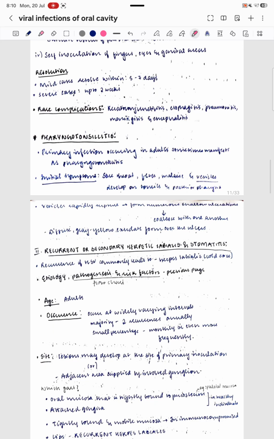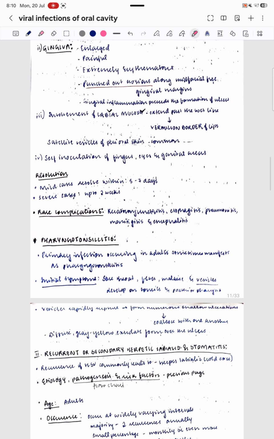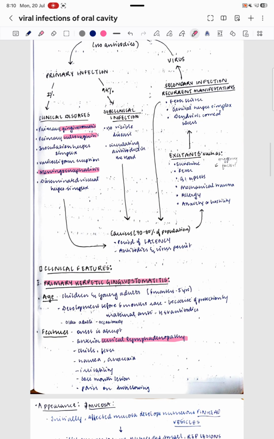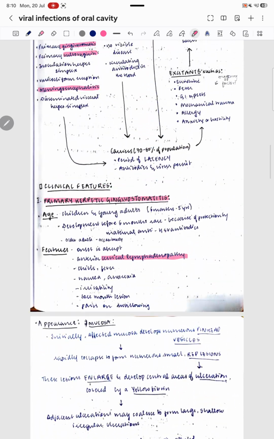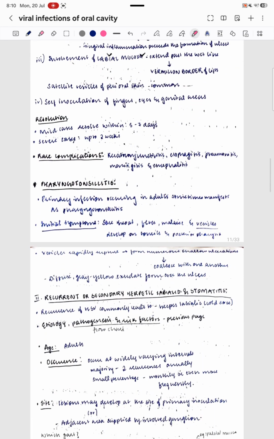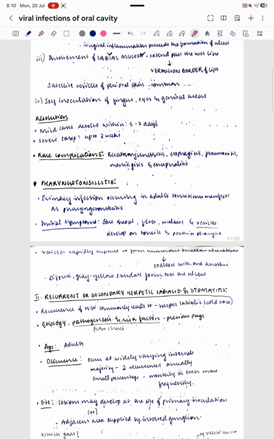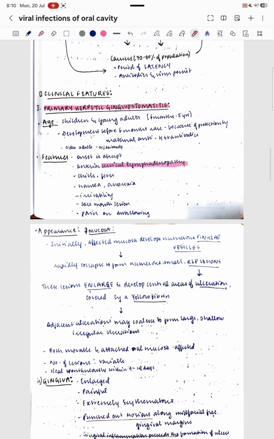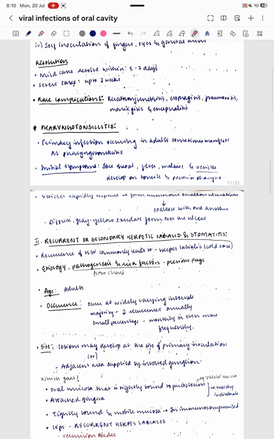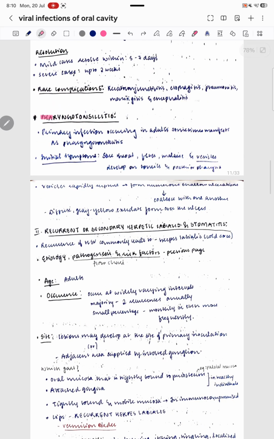Now coming to the primary infection. So we are basically talking about these clinical diseases, right? So there is also something called pharyngotonsillitis. In pharyngotonsillitis, the primary infection occurs in adults. So we discussed the infection occurring in children, that was your herpetic gingivostomatitis. Now we are discussing something known as pharyngotonsillitis. This is something which occurs in adults.